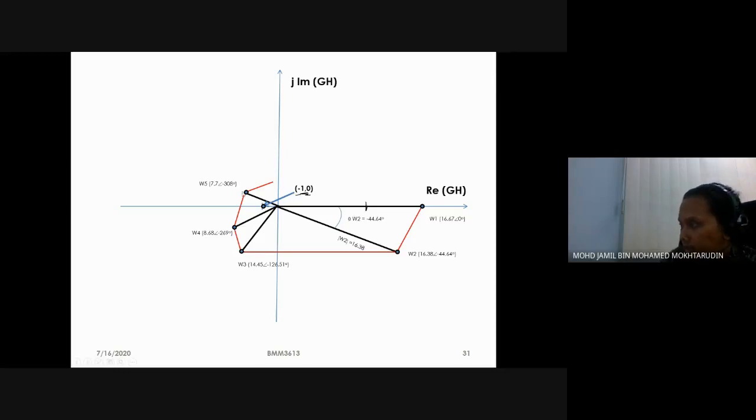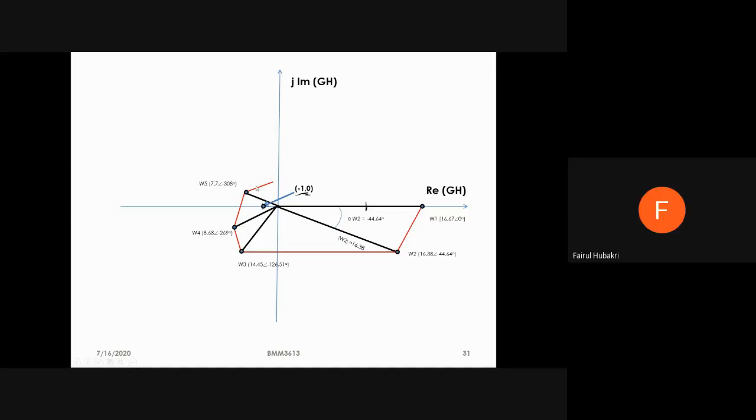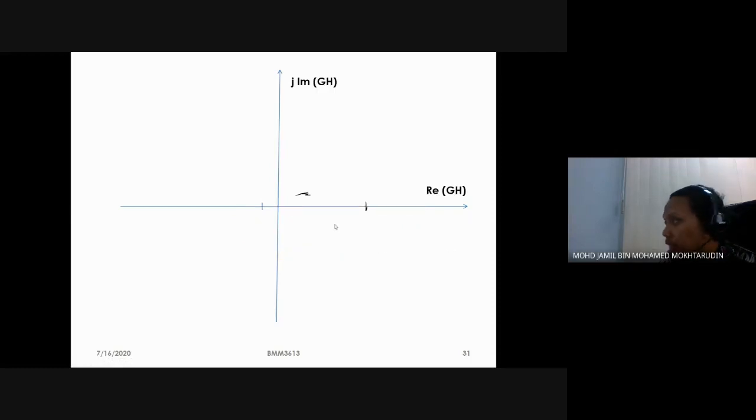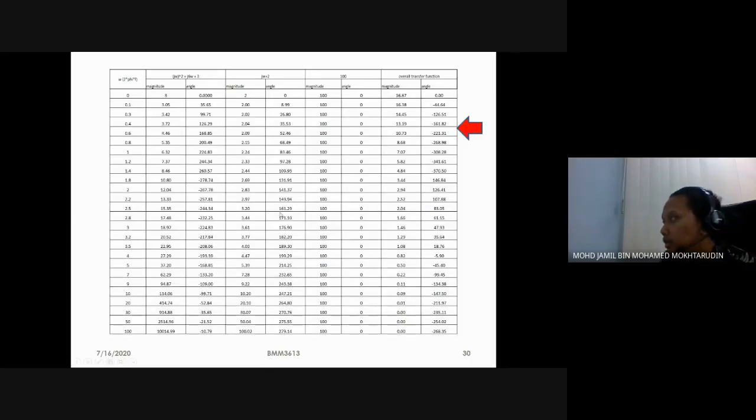So in this case, okay, any questions? Yes, sir. How do we get that 16.67? Okay, so you need to calculate the magnitude. This is the 16.67 from just now. So you calculate the magnitude for each pole and zero, and then find the product. So 100 divided by 3 and 2. So you get 100 divided by 6.